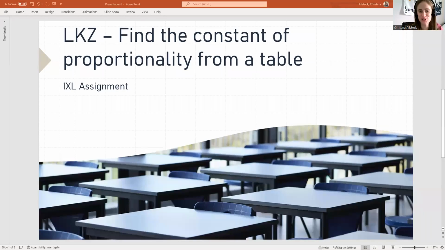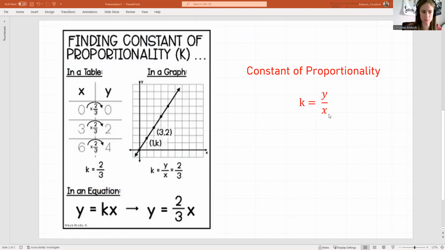Good afternoon. Today we are going to be working on how to find the constant of proportionality from a table. And this aligns with IXL assignment LKZ.